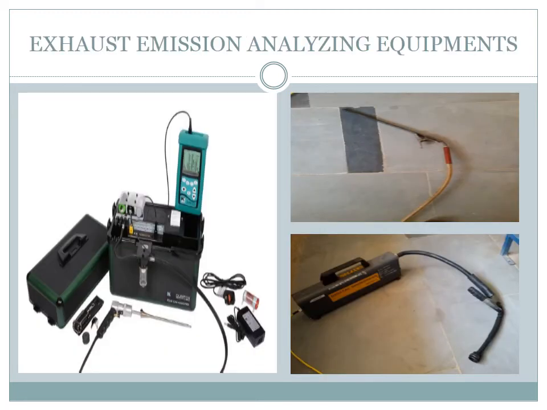So these are the exhaust emission analyzing equipment that we have used to detect and analyze the various kinds of exhaust gases. One of them is the exhaust gas analyzer, and one of them is the exhaust smoke head probe that is placed at the outlet of the chimney to detect and analyze the kinds of emitted gases.